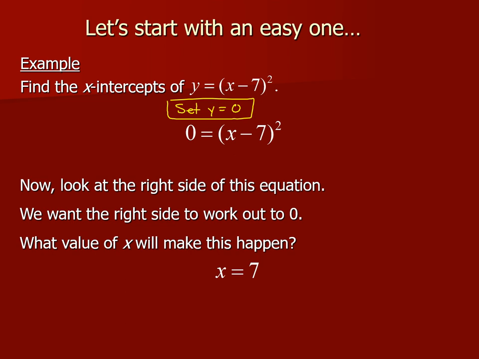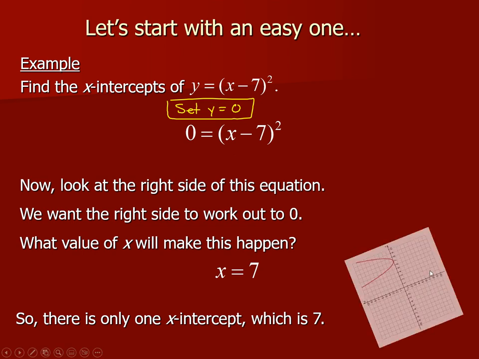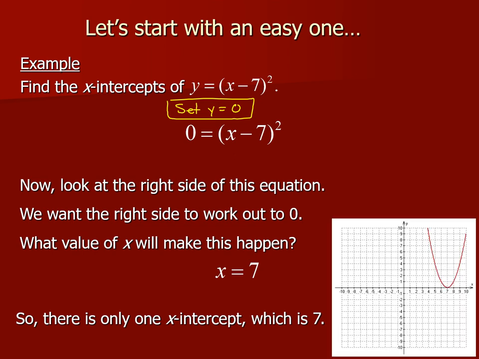Here's the picture of it. Here's the parabola. Isla says, do I have to graph it? And the answer is no. I just showed the graph. So you go, oh, I see. A parabola could have just x-intercept 7. That's fine.